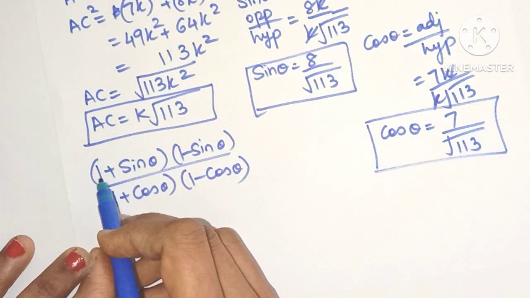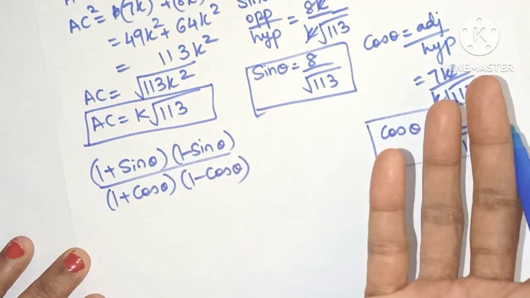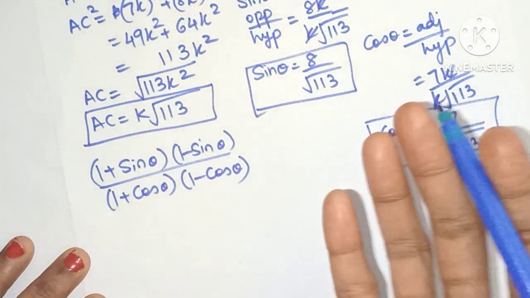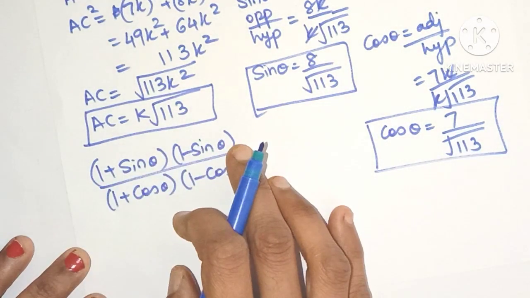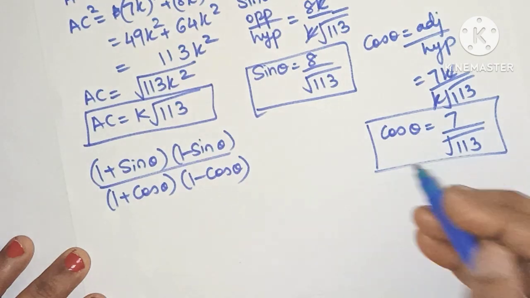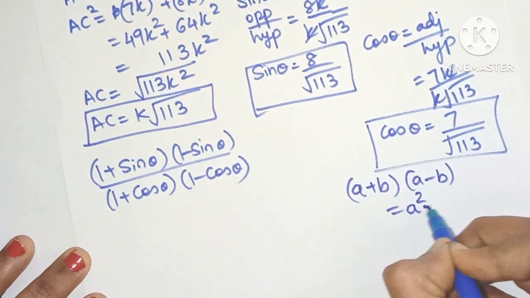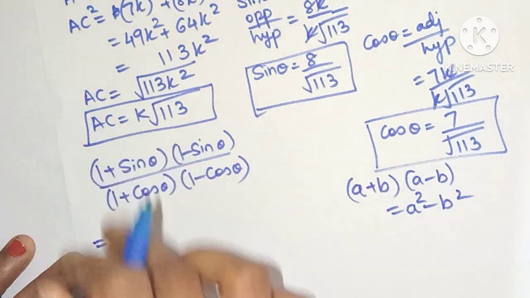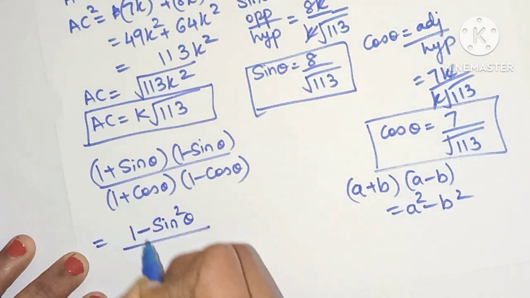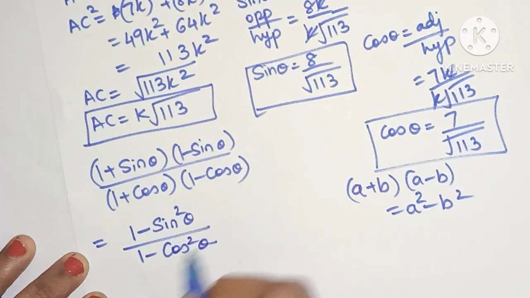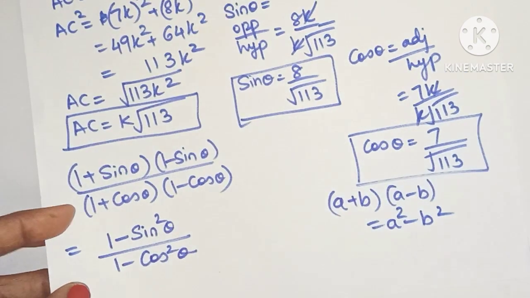Did you observe that this expression looks like (a plus b) into (a minus b)? And also the denominator, (a plus b) into (a minus b). So do you recall which identity it is? Yes, a square minus b square. See, (a plus b) into (a minus b) is a square minus b square. So I'm going to use that here. So 1 minus sine square theta I'll get, and in the denominator I'll get 1 minus cos square theta. So the advantage is, friends, your calculations will be reduced a lot.